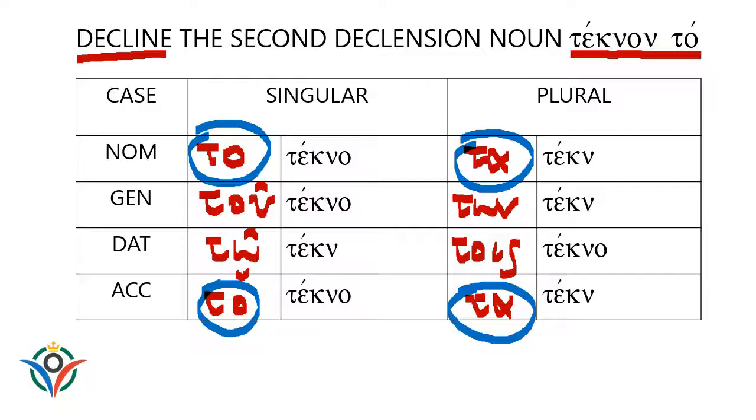Let's now add our endings to the stem. I've included the connecting vowel for us. So let's now add the actual ending. Remember, the nominative and accusative singulars have the nu at the end, and then the rest pretty much will match the article. So we have ou, ō, and the plurals: tekna, teknōn, teknois, and tekna. So get a piece of paper out, write this table out, and practice declining the second declension noun by yourself.